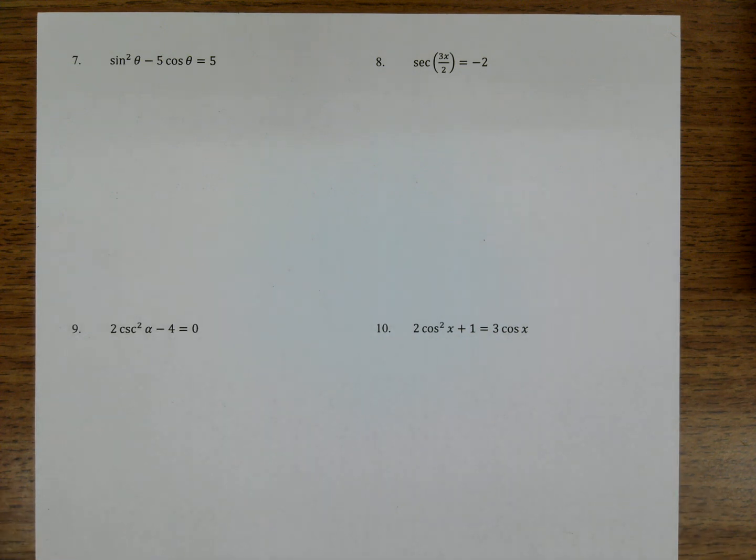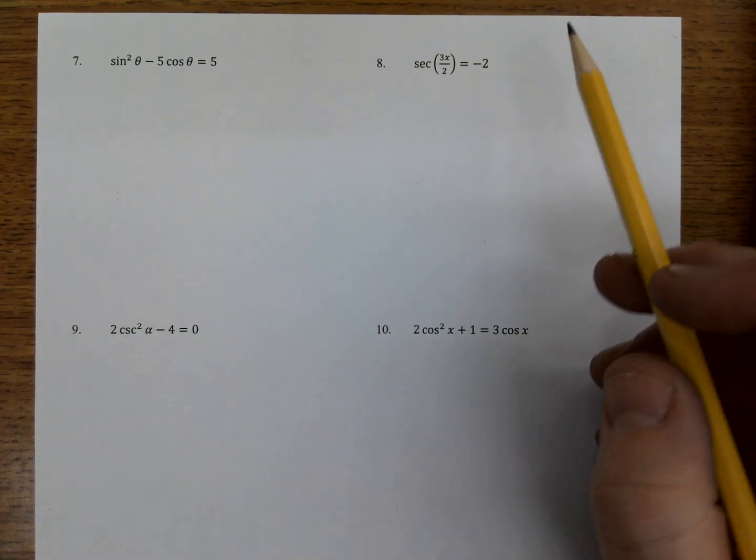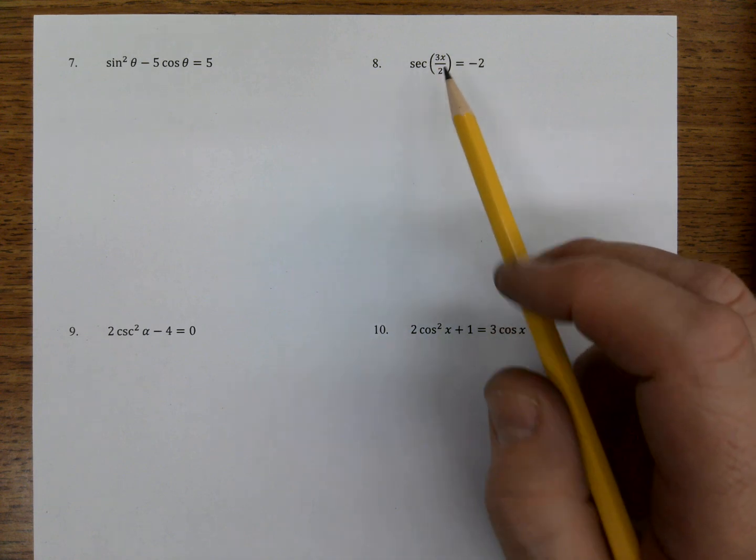All right, this is Mr. Crozier, and this is review sheet number 2. Like I said in class today, I'm going to go through the odds here with you. So here we go. Our job is to solve this equation.